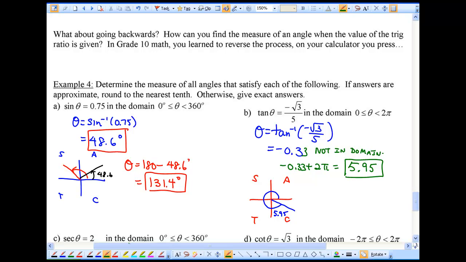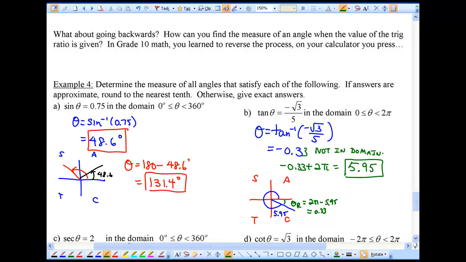What do you think the reference angle is? Because we need to find out the reference angle. If you said that's just 2 pi minus 5.95, you're correct. And that's actually 0.33. So knowing this, where is my other answer going to be?